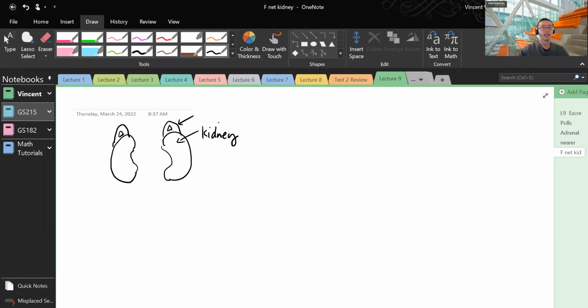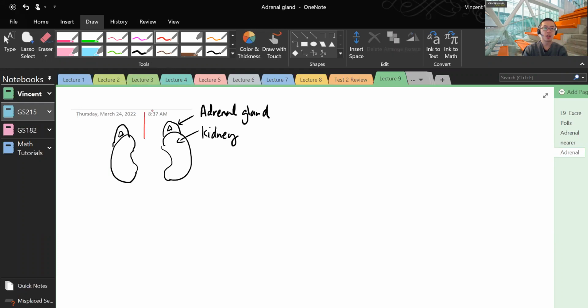Adrenal gland. That is the adrenal gland. Very good, Shamira. Adrenal gland. So the adrenal gland has its own function, but one of the things that it does is it secretes a hormone related to kidney function that we'll talk about later.